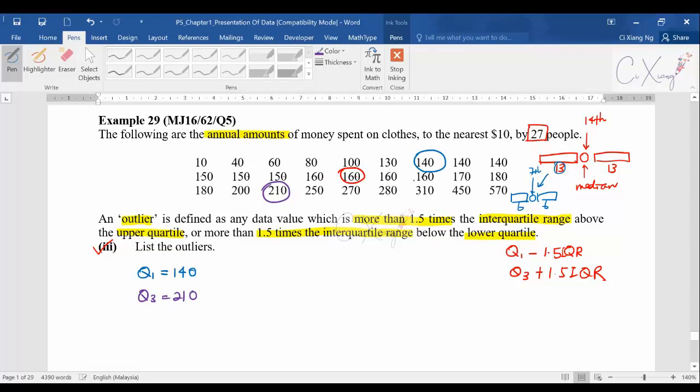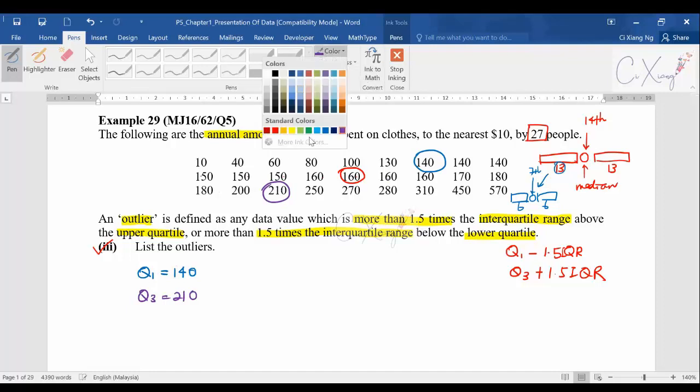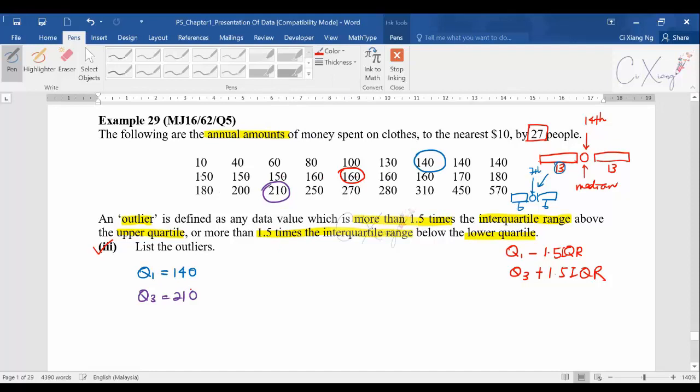Correct or not? Wait, 1, 2, 3, 4, 5, 6, 7, 8, 9, 10, 11, 12, 13. Yeah, okay. Correct. So that's why your Q1 and Q3 are 140 and 210. Now, once you know your Q1 and Q3, you can calculate the IQR, the interquartile range. That means 210 minus 140. Therefore, your interquartile range should be 70.